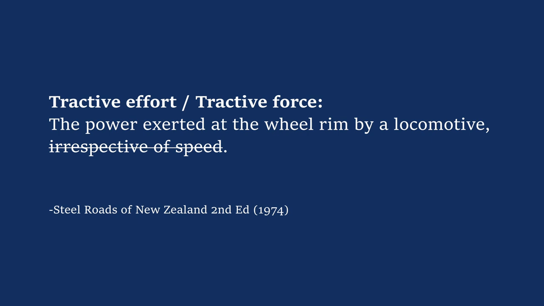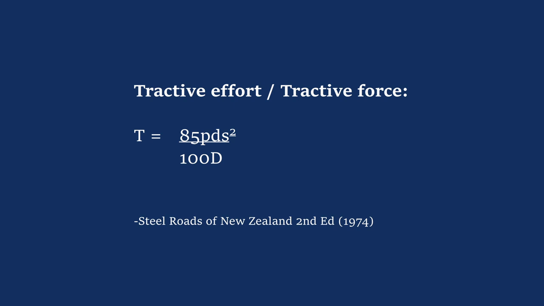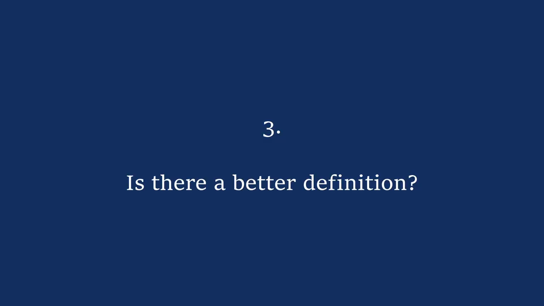Now, it's a shame that Steel Roads of New Zealand has that error in it, yet it still remains a useful book. It never purported to be a technical volume. It's also a shame that the equation they quote is incorrect. It's not the lowercase s, it needs to be squared. It's the lowercase d, and I'll explain why later. So maybe there's a better definition.